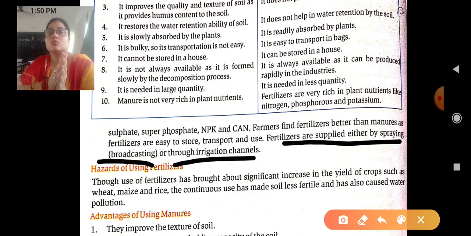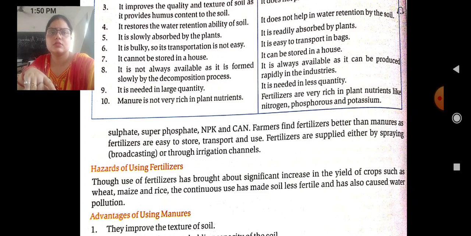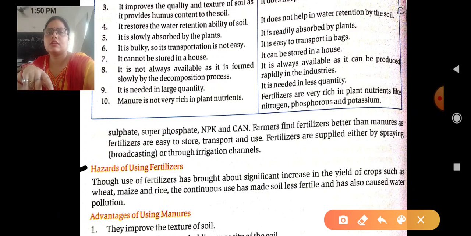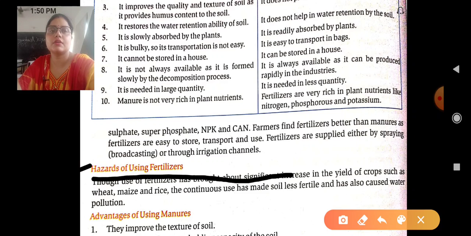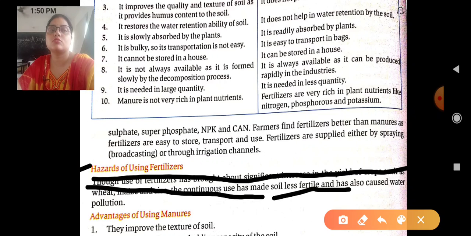But you know, each and everything has both the up and the down, both positive and negative. Like this, the fertilizer also has some drawbacks. The first one is the hazards of using fertilizer. Though the use of fertilizer has brought about a significant increase in the yield of crops such as wheat, maize, rice, the continuous use has made soil less fertile and has also caused water pollution.